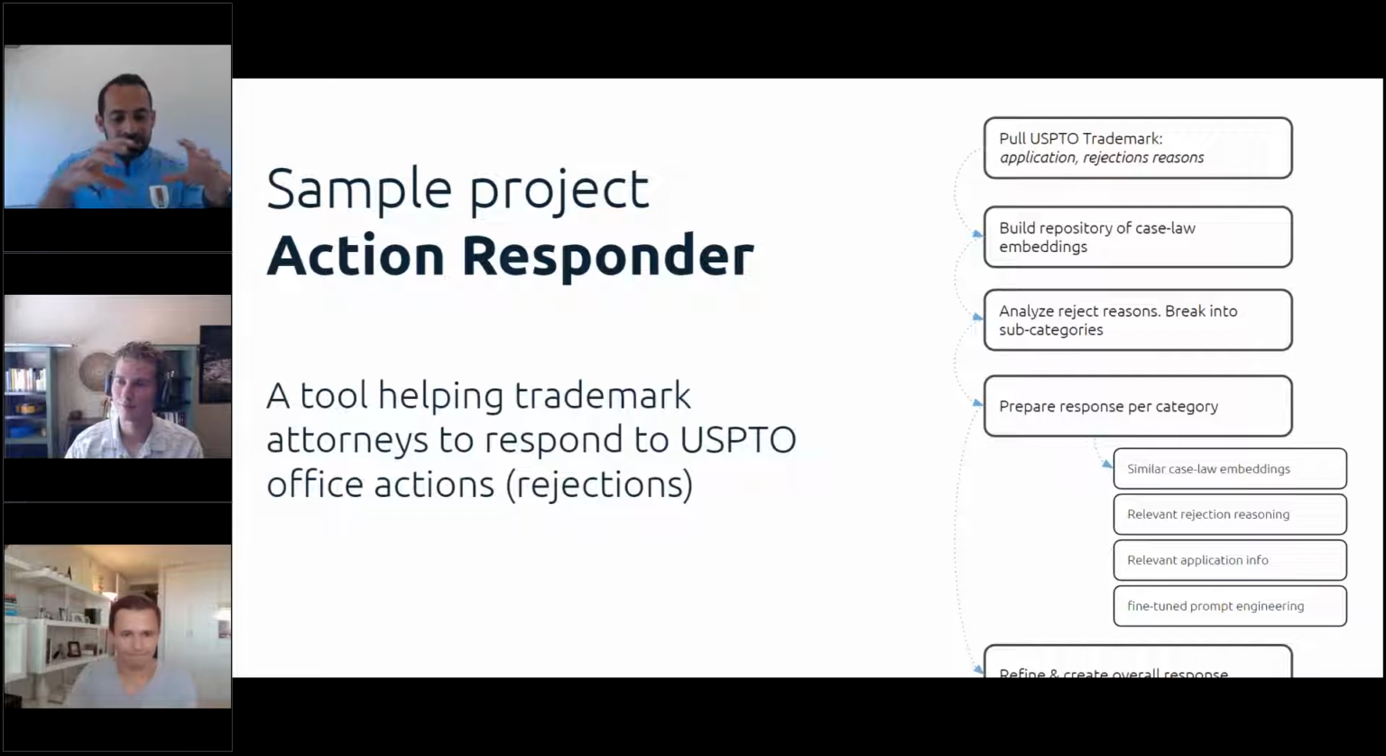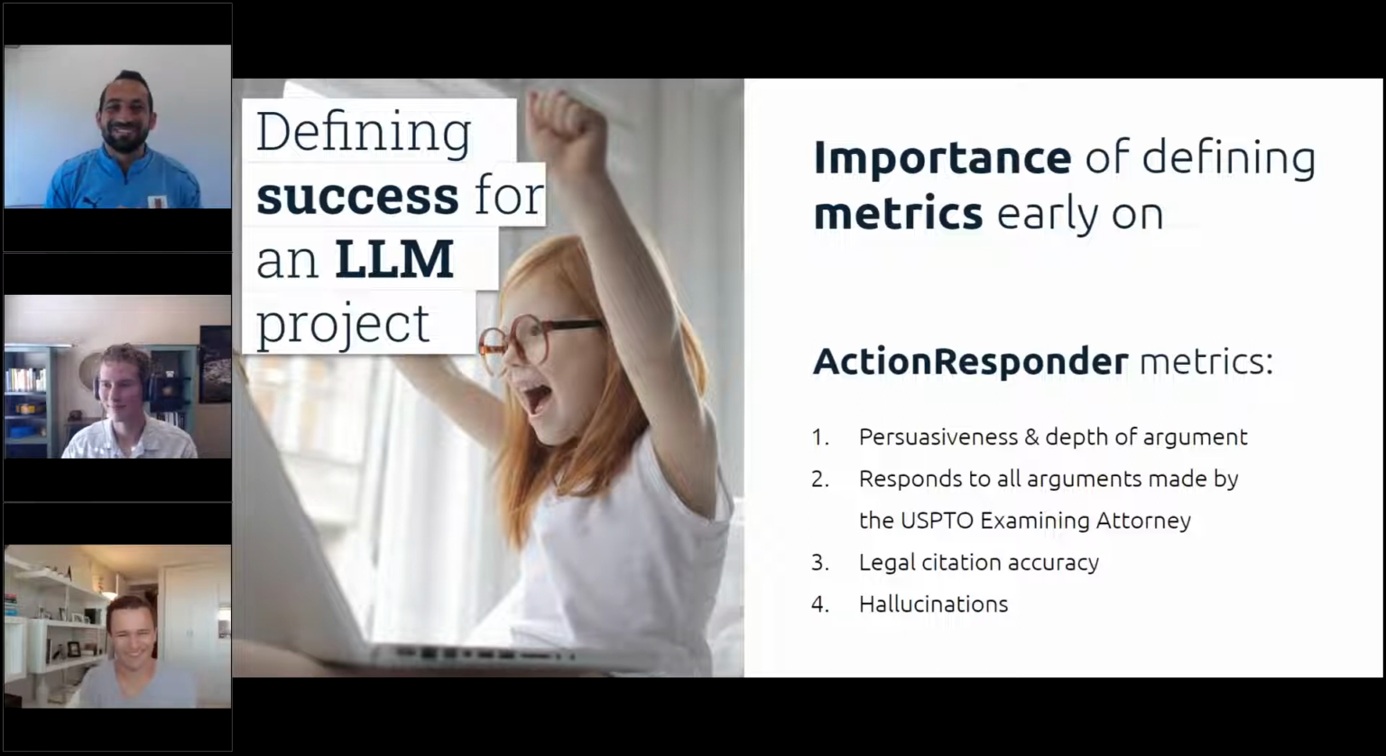And then we carefully crafted a response, and this is where prompt engineering comes into effect. We carefully crafted a prompt that had the right mix of context from the original application, the rejection reasons, and other similar cases that should help you respond. And then we went back at the end and put together a cohesive response. So another layer put all of these responses together and made a final argument. Simple, right? An MVP, but we're going to dive into this.